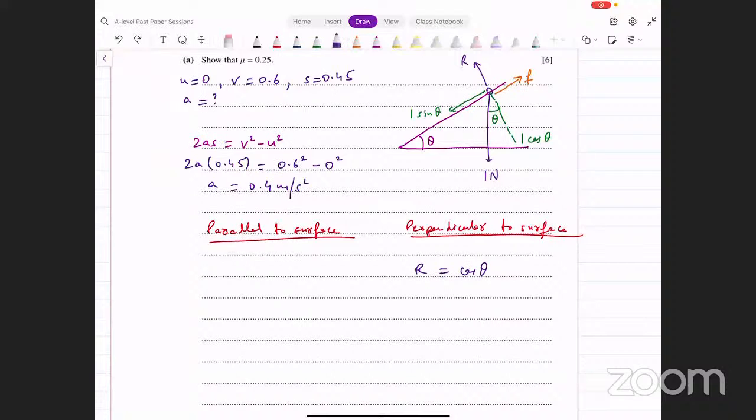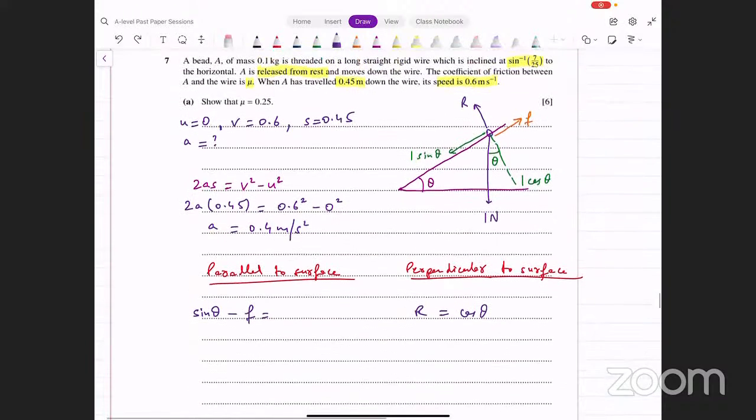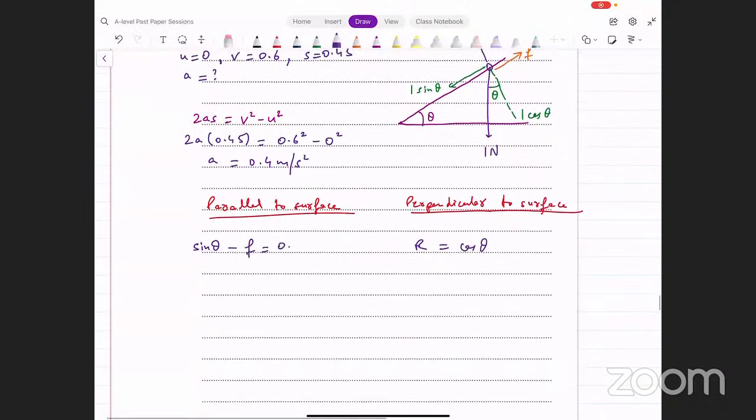Parallel forces कौन सी है? Forward force is mg sin theta because it's moving down the plane. Backward force is friction. That should equal m into acceleration. Mass कितना है? Mass is 0.1 into acceleration. Acceleration कितनी आ गई हमारे पास? 0.4. ठीक है, these are the equations that we're getting.